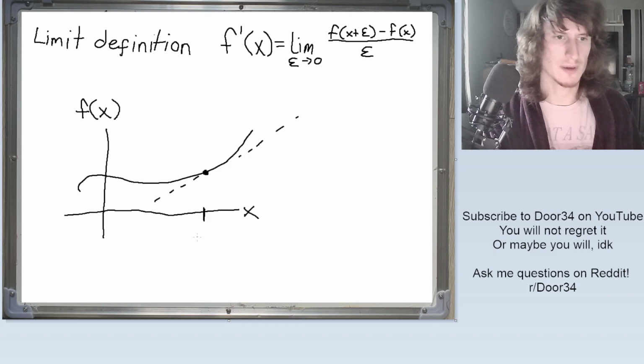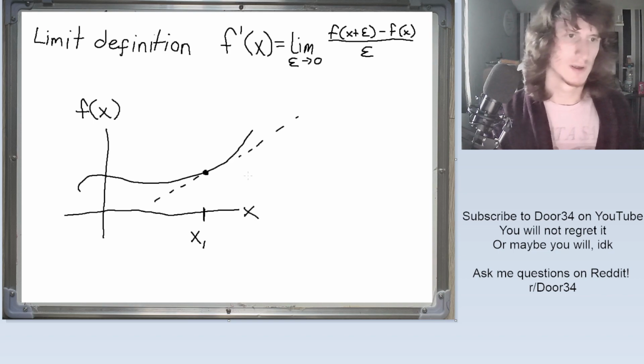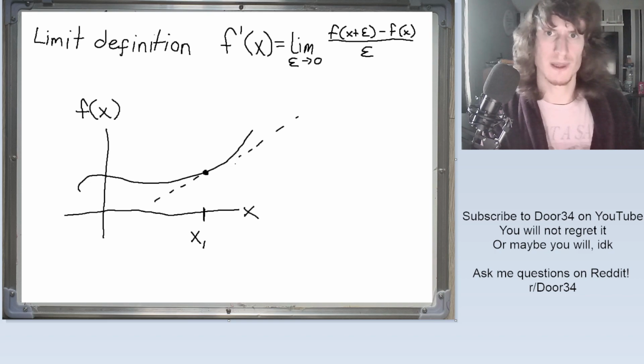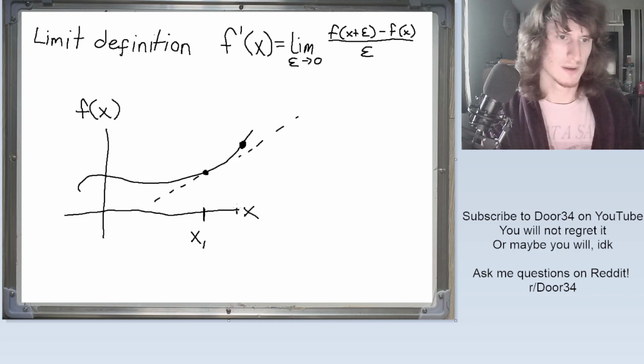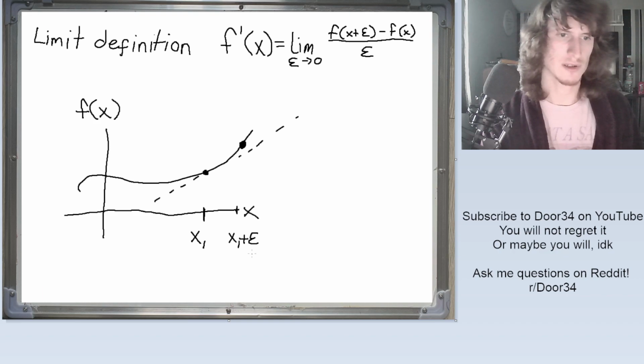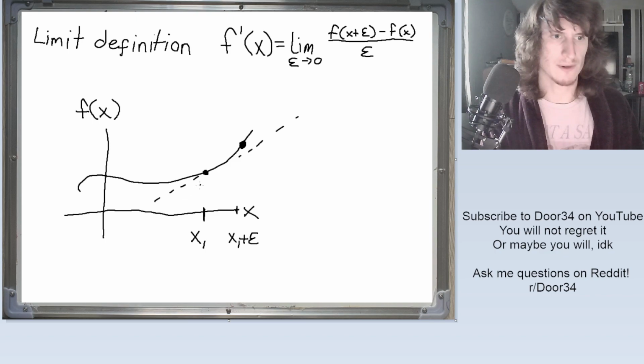if this is a point, we're going to call it x1, I guess. How would we find out what the tangent is here? Well, what we can do is we can take another point on the function. So maybe here, sure. And this is going to be at the point. Maybe I can't define it precisely, but I can say that it's at x1 plus some number. Doesn't really matter where it is, I'm just going to use epsilon here. And what we can do is we can draw a line through these guys.